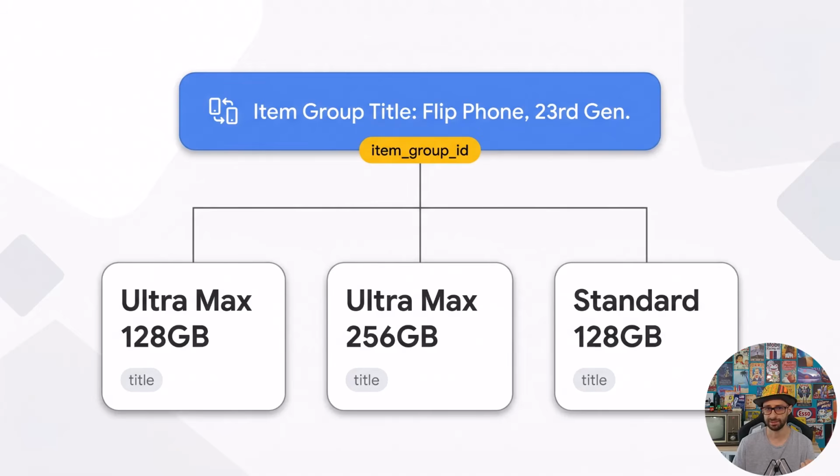Your individual variant title might be something like a flip phone 23rd generation Ultra Max 128 gigabytes. That's specific and variant level. But the item group title would just be like flip phone 23rd generation. Clean, short, no variant specific detail in it. It's actually very similar to the short title attribute. Why does this matter for AI? Because when AI services are trying to understand your product range, having a clear group title helps them group and represent your variants correctly in a conversational response.